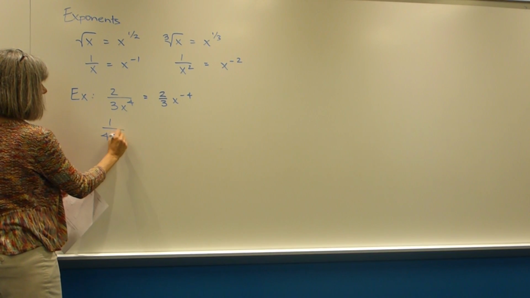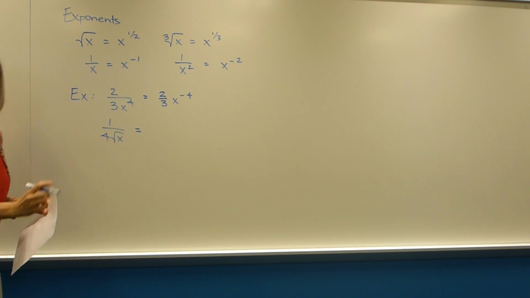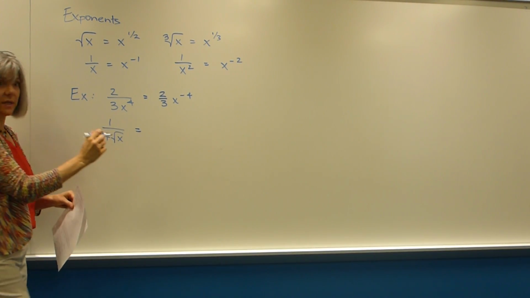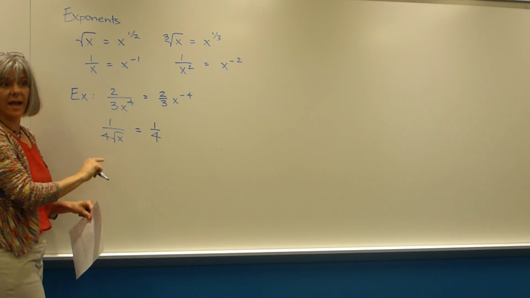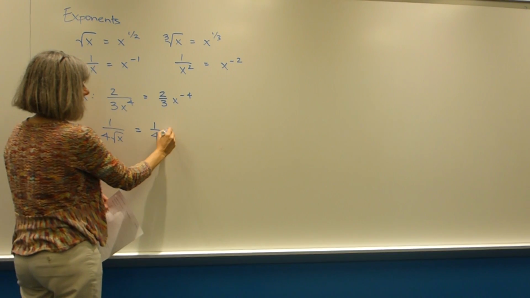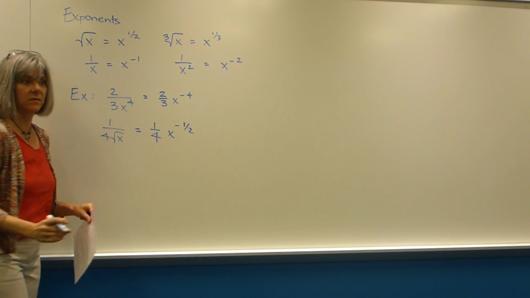1 over 4 square root of x. Again, the 1/4 is what it is, so that's 1/4. Square root of x is x to the 1/2. But bring it into the numerator, x to the negative 1/2. Okay?